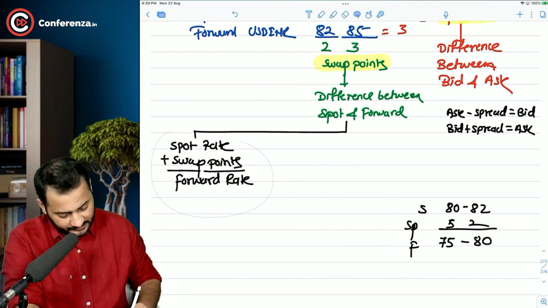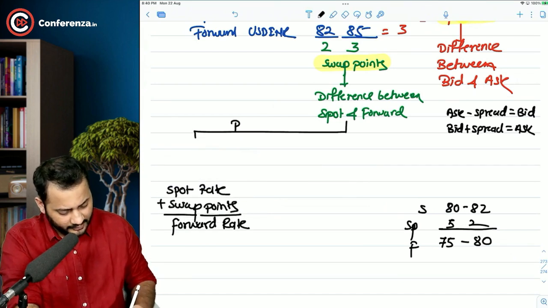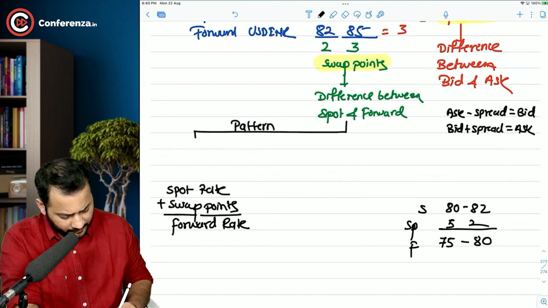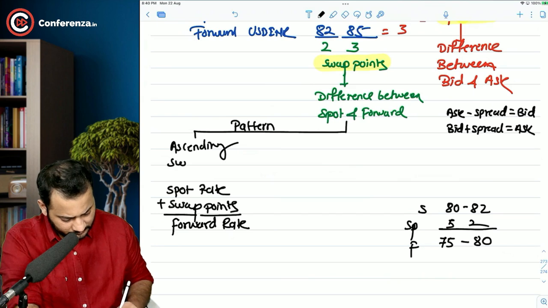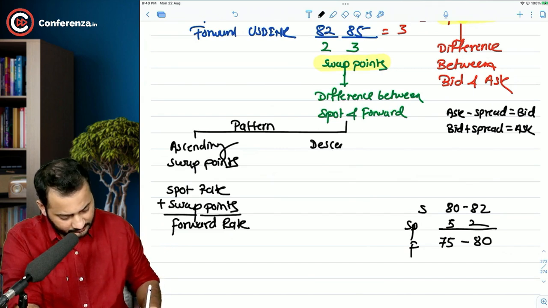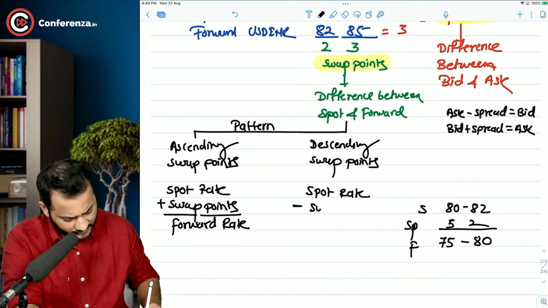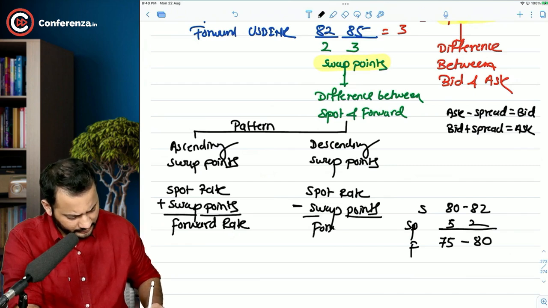So let me just write it like this. All depends upon the pattern. If the pattern is ascending, you are going to add it. If the pattern is descending, then spot rate minus swap points is going to be the forward rate.